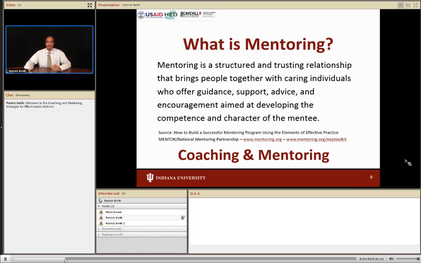So this definition focuses on mentor as a trusting guide, providing support, advice, and encouragement. As you can see, this role is certainly less consultative and non-directive. Less emphasis upon consulting, more emphasis on providing guidance and support.